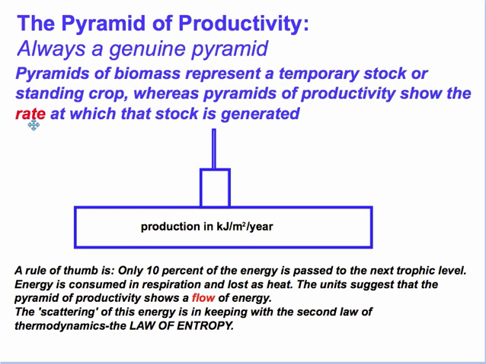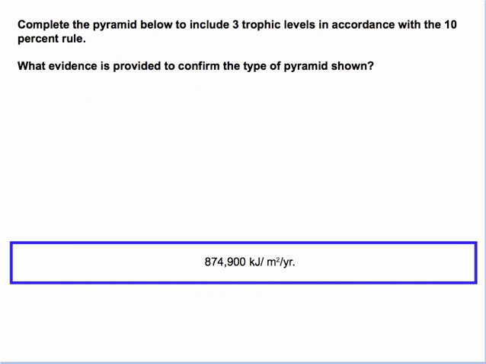The units suggest that the pyramid of productivity shows a flow, and it's all about a rate, whereas the pyramids of biomass and numbers show a temporary stock or a standing crop. So this scattering of energy, this loss, is in keeping with the second law of thermodynamics, or the law of entropy. So with the 10% rule, as it's called, in mind, I would like you to take this diagram here and complete your pyramid of energy.